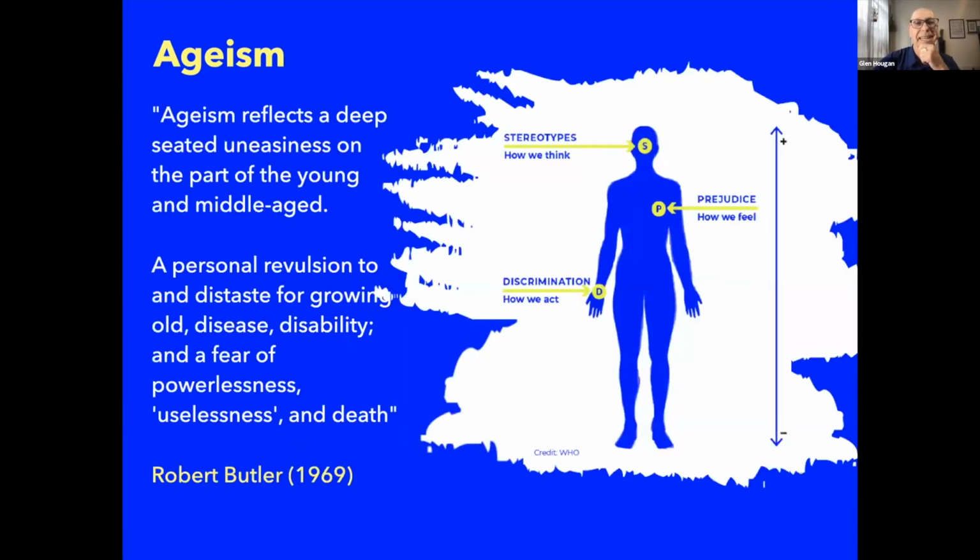Ageism is interesting, and it can mean all ages, but I'm specifically talking about an older demographic here. It could mean a younger demographic, but the narrative has been framed around getting older. Robert Butler first coined the term ageism in 1969. Essentially it's about stereotypes of how we think about people. This could be any prejudice you have, and how you feel about people, and then how we act, that discriminatory action.